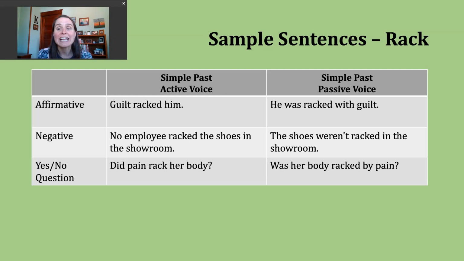Finally, let's look at making yes or no questions in the simple past tense. In the passive voice, we start with a form of be, then we have that object followed by our participle form of the verb. So we might ask, was her body racked by pain? Okay. Said another way, in the active voice, did pain rack her body? Right? So all of these things are going to have the same meaning, just how we stress certain words, or maybe what we want listeners to focus on as we are speaking.